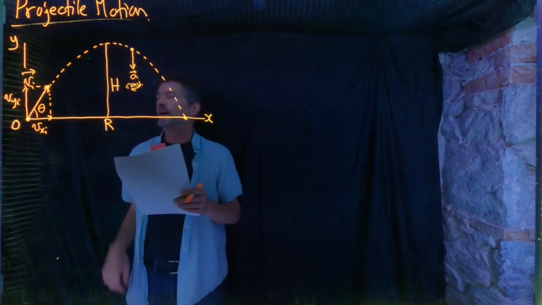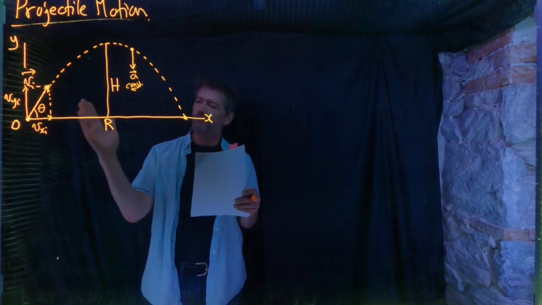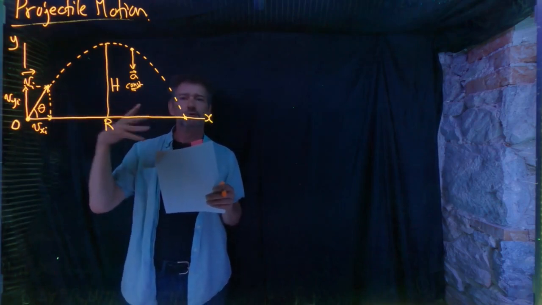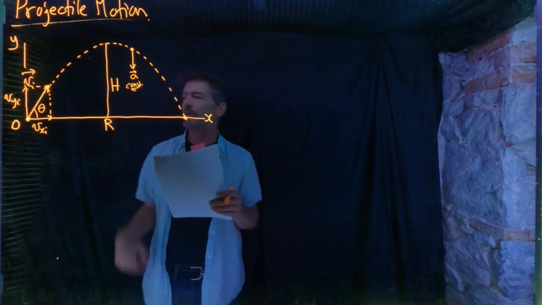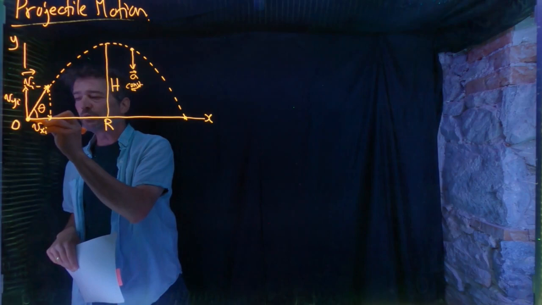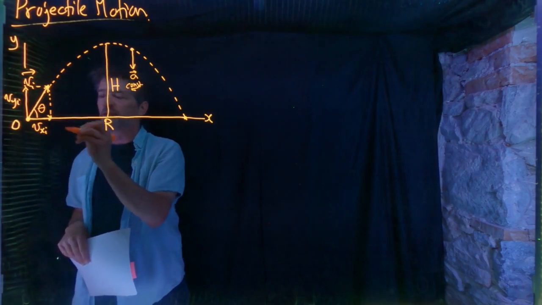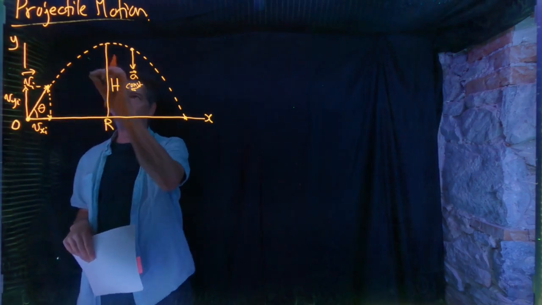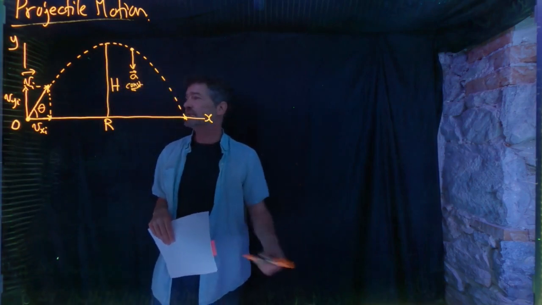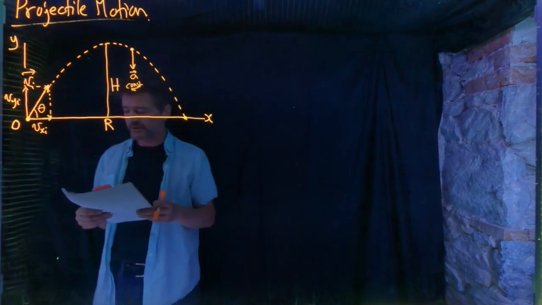But in the horizontal direction, there's no force, there's no acceleration in the horizontal direction, there's no change in the horizontal component of the velocity. So whatever the initial horizontal component of velocity is, that will be the horizontal component of the velocity at every single point along its trajectory. So this allows us to right away start saying something interesting.